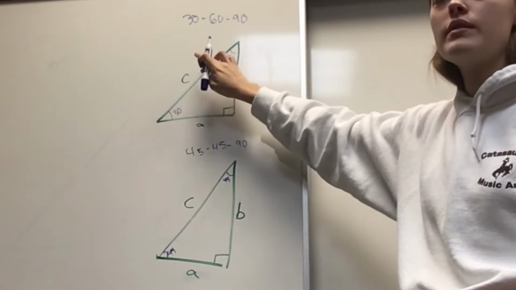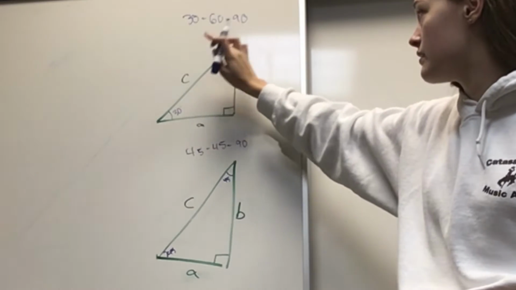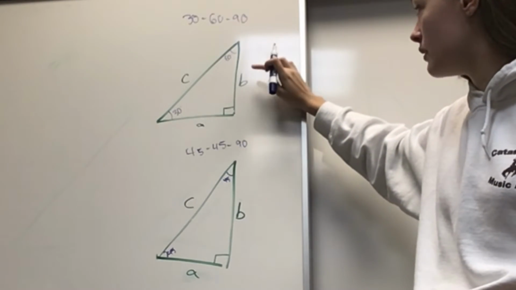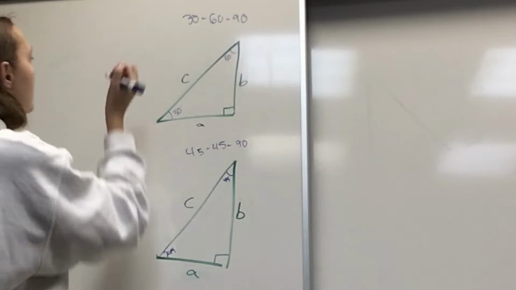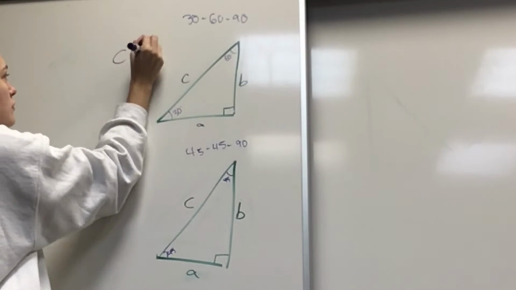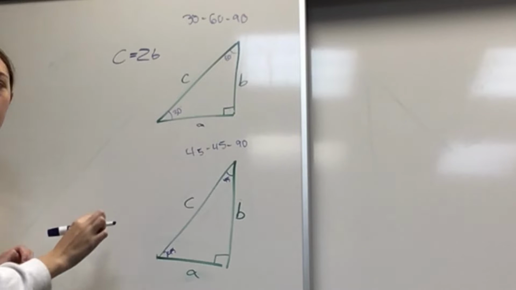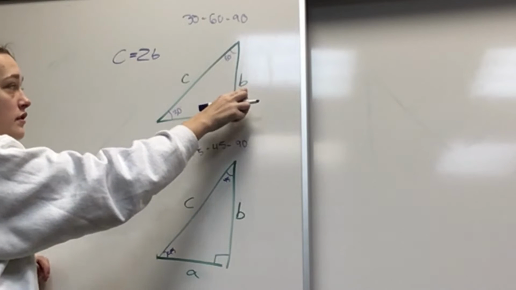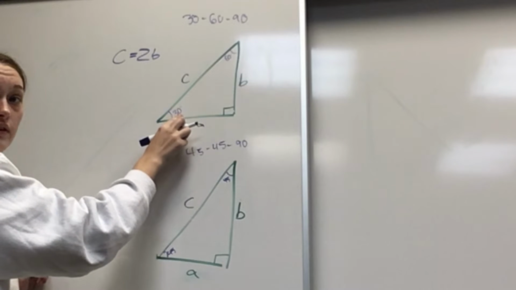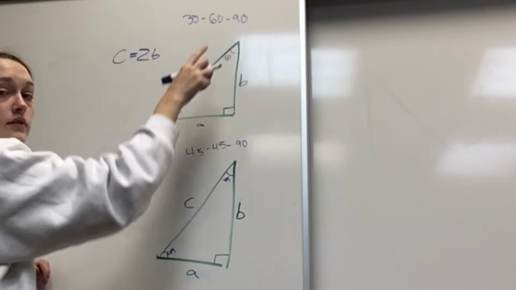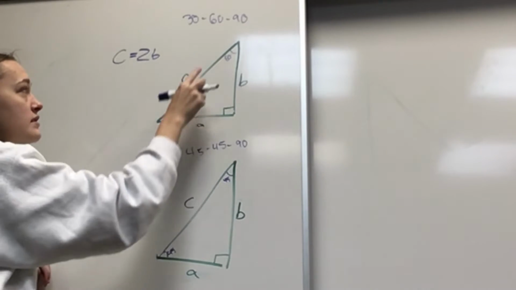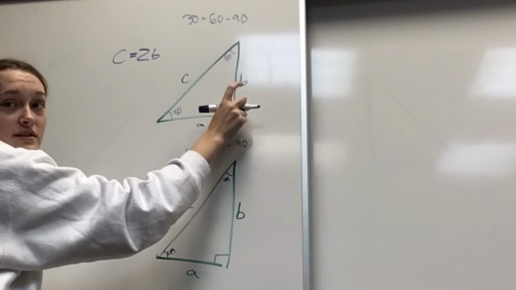For the 30, 60, 90 right triangle, the hypotenuse, which is c and is always the longest side, is always twice as long as the shortest side, which in this case is b. So c equals 2b for the 30, 60, 90. And we know that b is the shortest because it is opposite the smallest angle. 30 and b, and 60 and a, those are opposites. 30 is smaller than 60, so b is the smallest side.